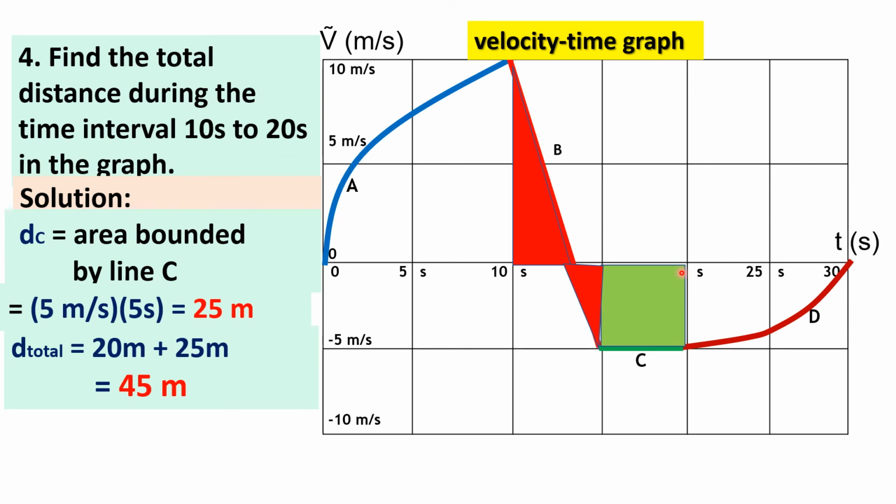It's 20 meters. And for the last portion of the time interval, the area bounded by the square, which is 25 meters, and the total is 45 meters. That's the final answer to the question, what is the total distance during the time interval 10 seconds to 20 seconds? Okay, so before we proceed to the next question, please take a look at the method that we did here.